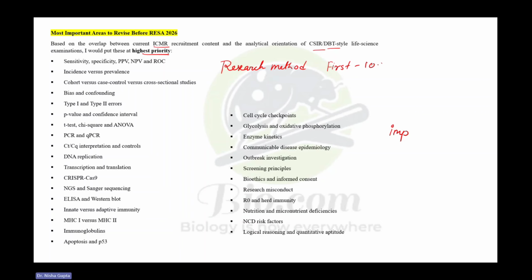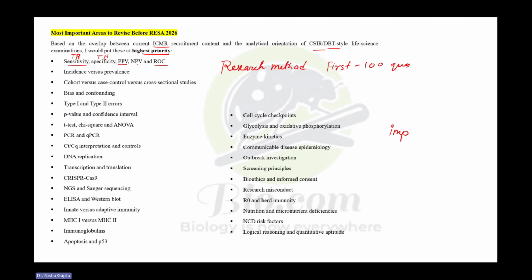From the first 100 questions, you will have topics like sensitivity versus specificity, PPV, NPV, and ROC. These are the important keywords. Now, if I am talking about sensitivity, I should know about it. Sensitivity lets us know the number that are true positive, TP, and specificity is true negative.